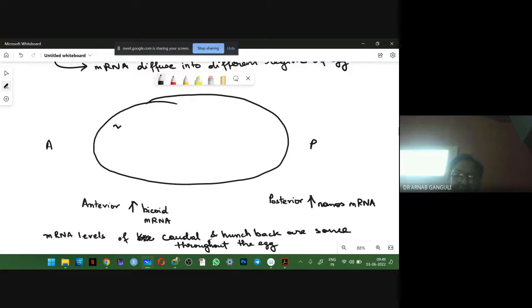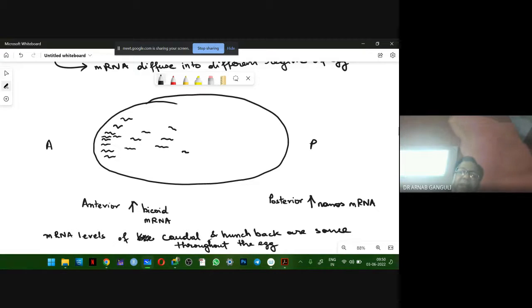So here there are a lot of bicoid mRNA, maximum on this side. These are bicoid mRNA. As they come this way, they decrease. Okay? In the anterior end, a lot of bicoid mRNA is there. Gradually their levels are low.